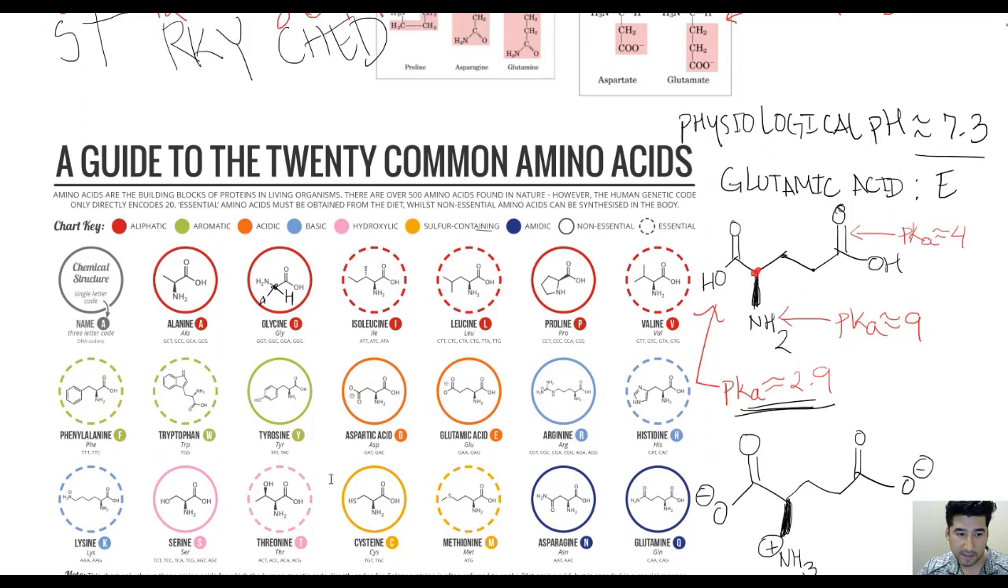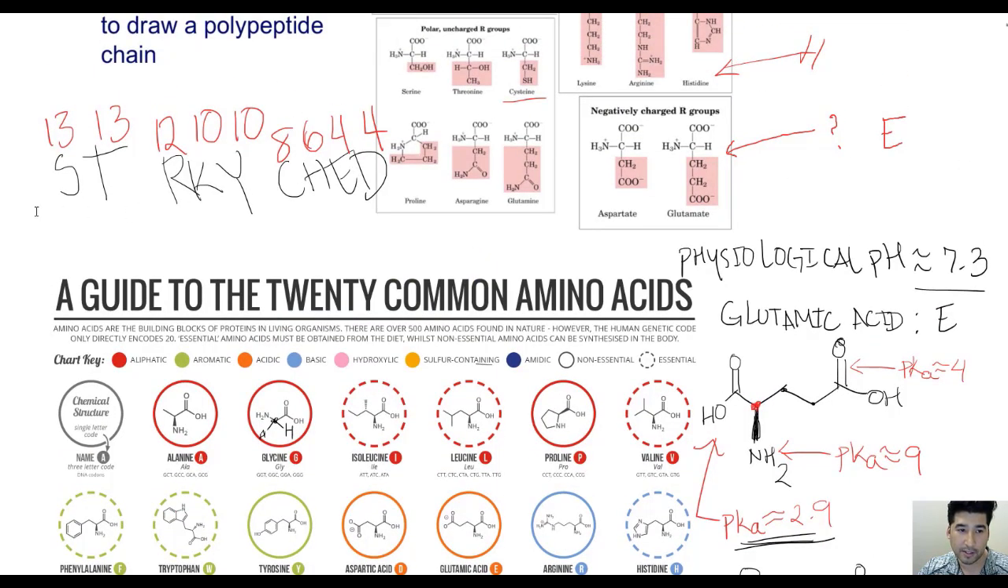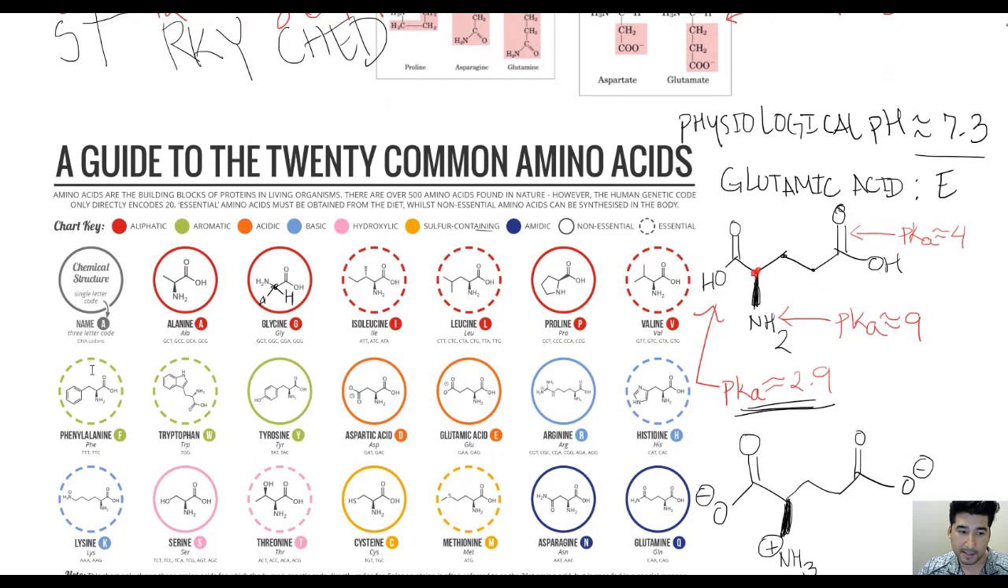Also, phenylalanine. Notice how the letter F for phenylalanine isn't here in St. Rocky Ched. And the reason for that is because the side chain doesn't have an ionizable proton. If you look at the side chain, there are no ionizable protons. The pKa of that benzene group is about 40 something, which is extremely high. If your physiological pH ever reached 40 something, chances are you're probably dead and you didn't even know it.